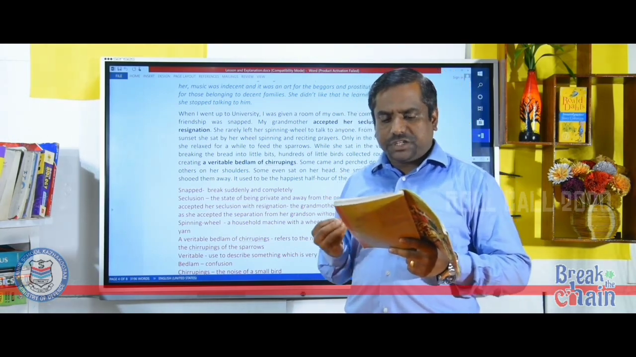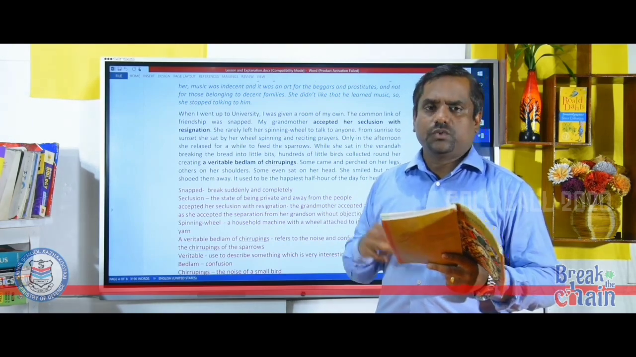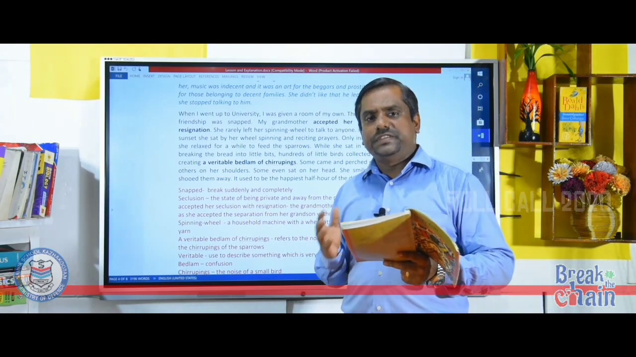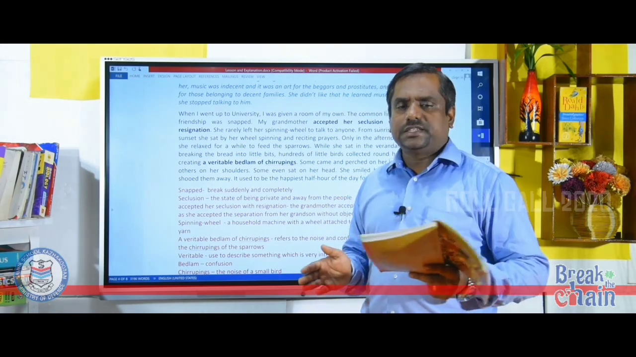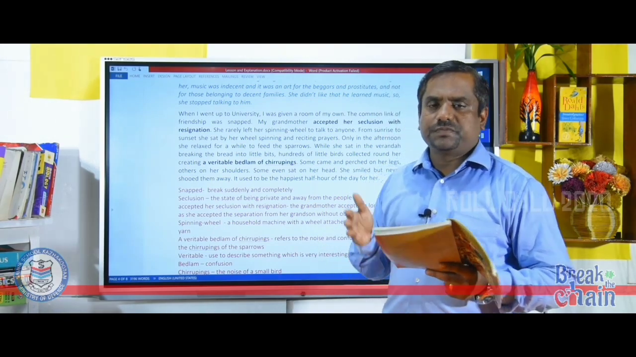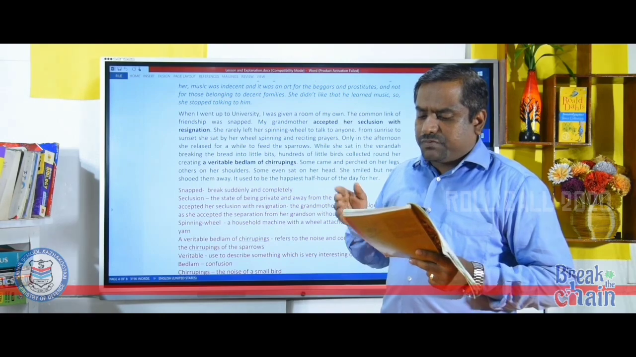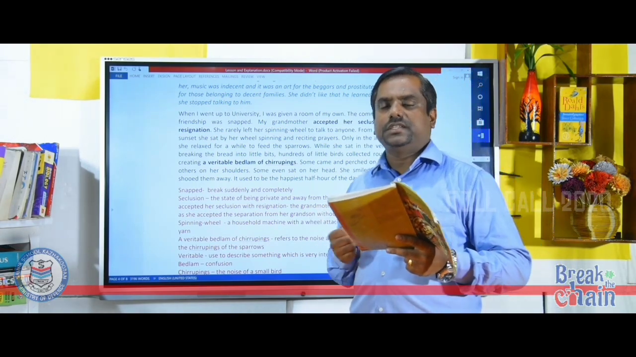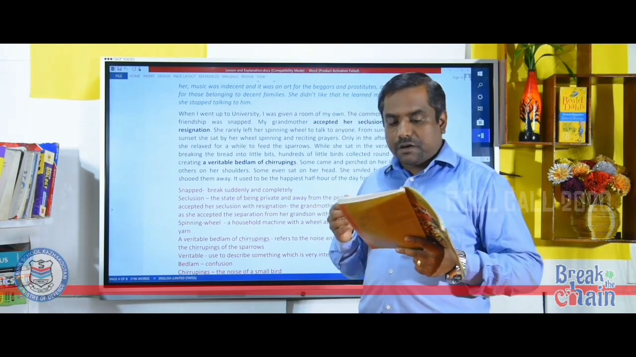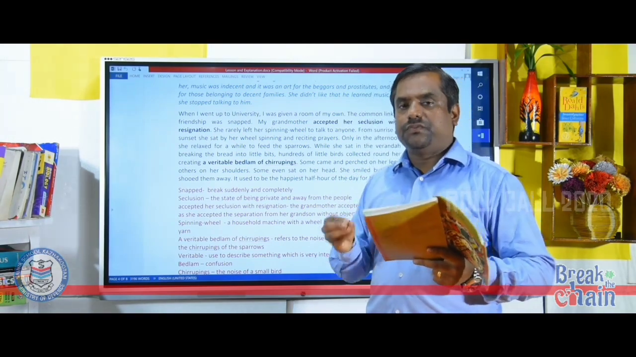She rarely left her spinning wheel to talk to anyone. So most of the time she would be busy spinning the wheel, and of course it is pre-independence time, so you know the importance of the spinning wheel. From sunrise to sunset, she sat by her wheel spinning and reciting prayers. Only in the afternoon she relaxed for a while to feed the sparrows.